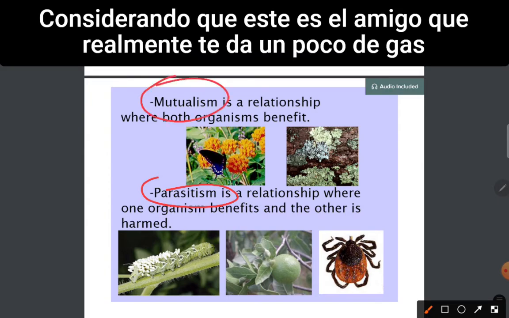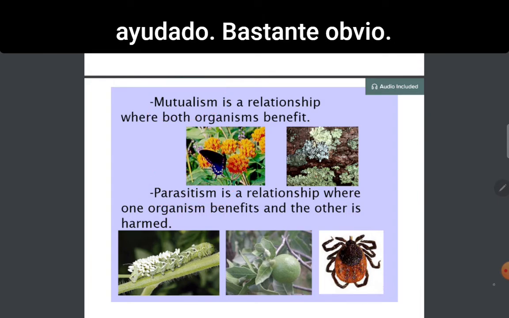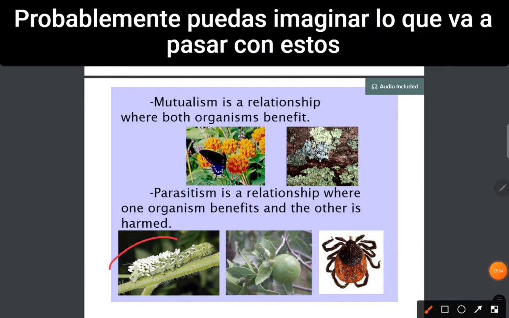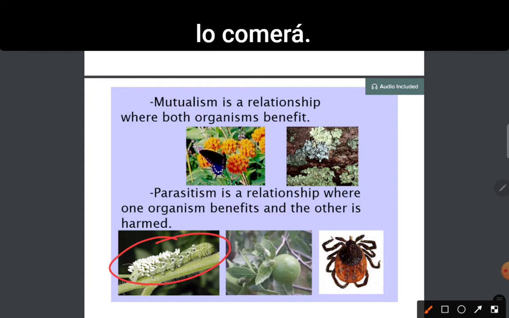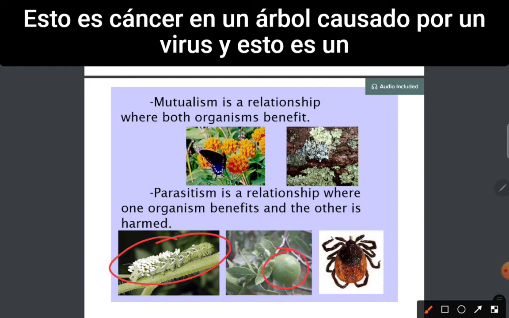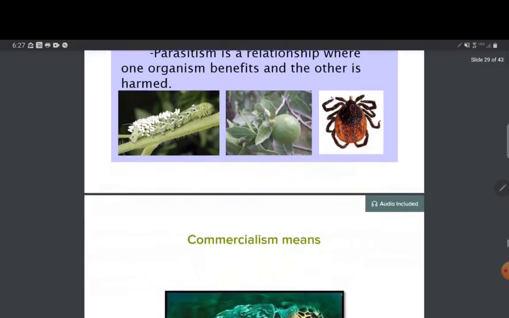Whereas this is the friend who actually gives you some gas money. So parasitism: one partner is hurt while the other is helped. Pretty obvious. You can probably imagine what's going to happen to these caterpillars when the eggs on its back hatch. The baby wasps will eat it. This is cancer on a tree caused by a virus, and this is a tick, which obviously steals your blood.